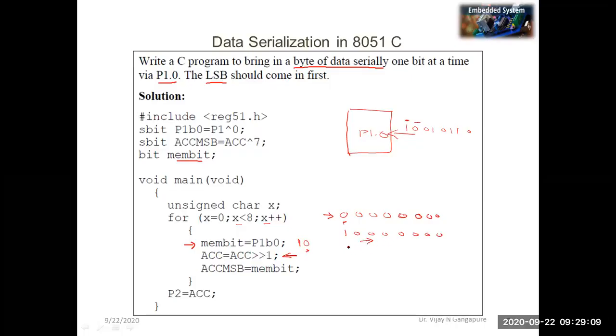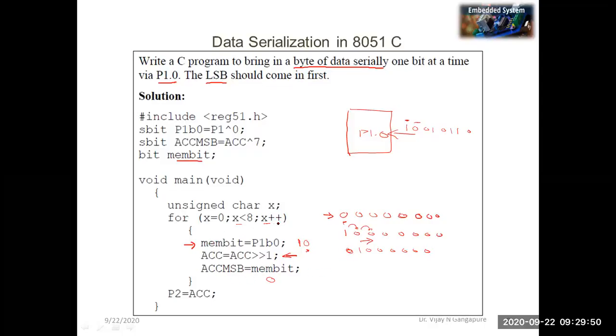Now what will happen? In the accumulator all the bits will get shifted by one position towards the right. So contents of the accumulator will get like this. And after that, ACC MSB equal to mem bit. Now what is in mem bit? That is the next bit that is read by using this statement, and that is 0. So that will get assigned to bit number D7 of the accumulator. So this will become 0.